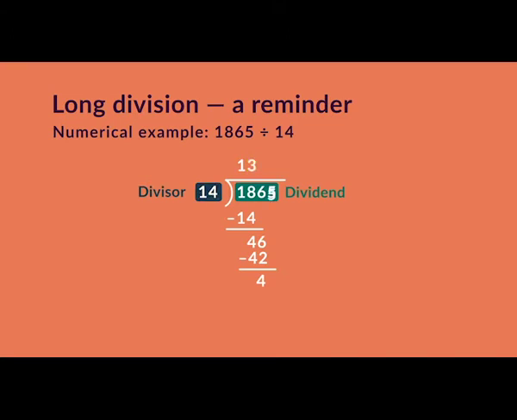Now we can bring down the final digit from the dividend, which is 5. And how many times does 14 go into 45? The answer is 3 again. So write 3 at the top, 42 under the 45, and subtract. There are no more digits in the dividend, so we have reached the end of the long division calculation. We end up with the answer 133 with a remainder of 3.